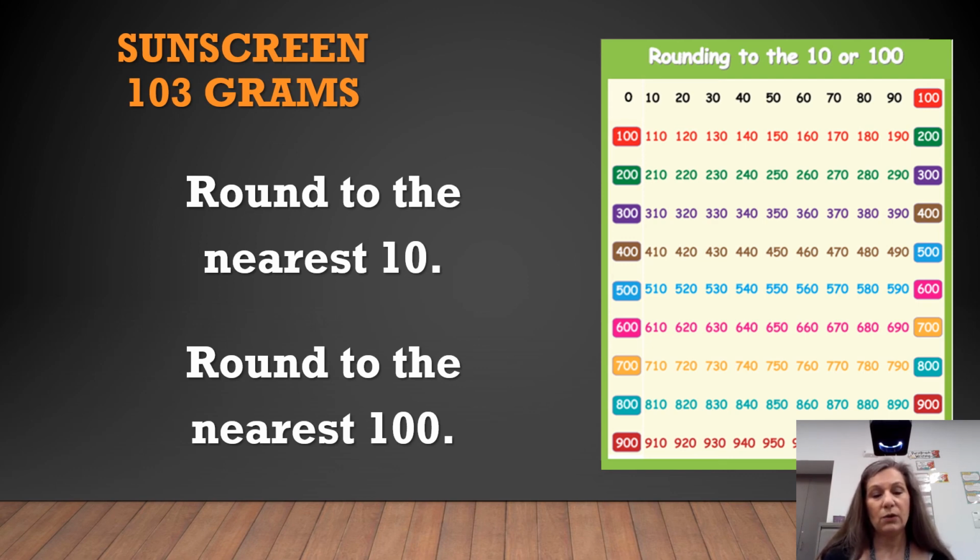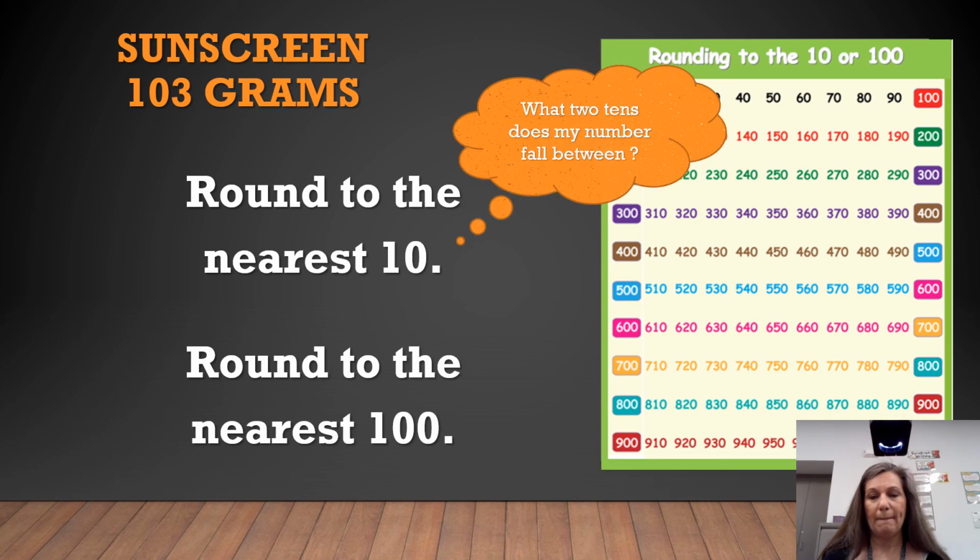But you will also notice that when we round 103 to the nearest 100, it also falls between 100 and 200. And if we look at the tens place, we can definitely see that that tens place is less than 50. It's 0. So 103 is really close to 100. It's 3 away from 100, but it's 97 away from 200. So we would round 103 to 100.